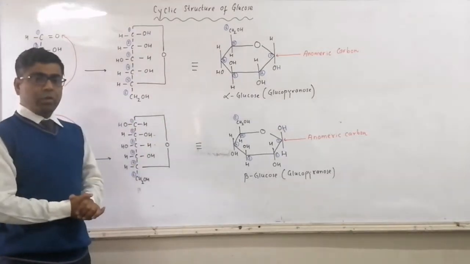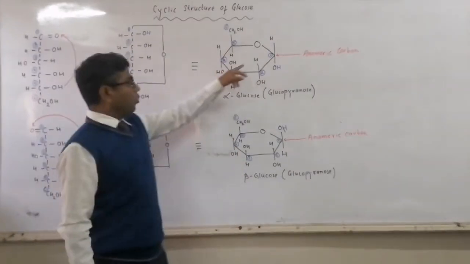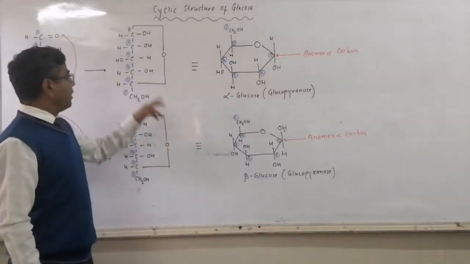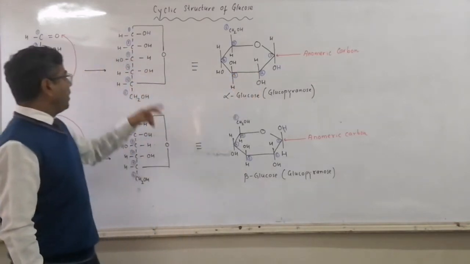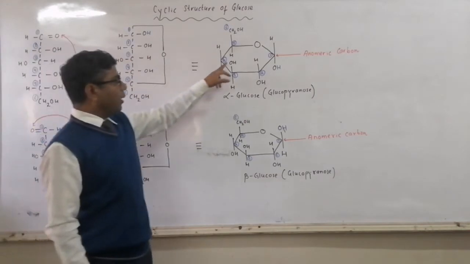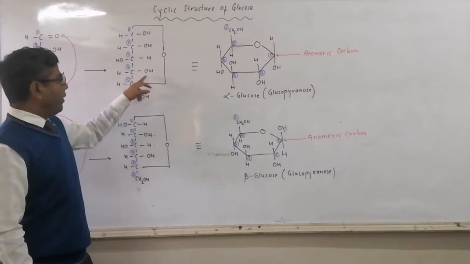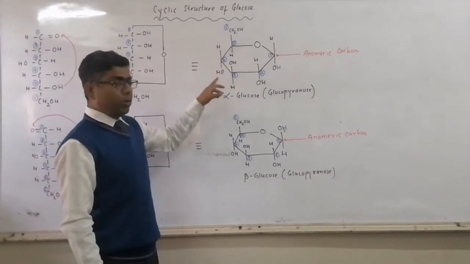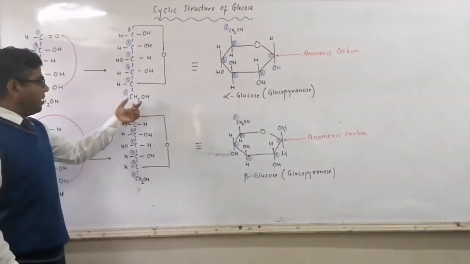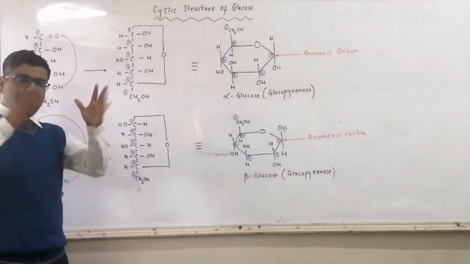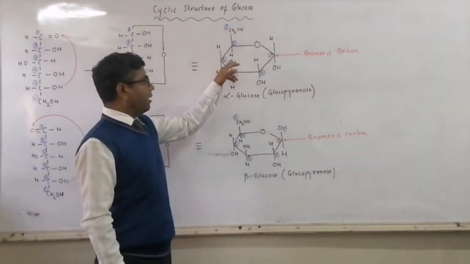So starting with carbon number 1, H is there, so H above the plane, OH below the plane. Then second, H above the plane, OH below the plane. Then number three, OH above the plane and H below the plane. Then carbon number 4, H above the plane, OH below the plane. And when we talk about carbon number 5, by convention, CH2OH is always shown on the upper side, above the plane. So here is your CH2OH and here is your H.